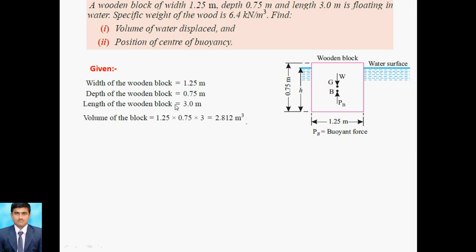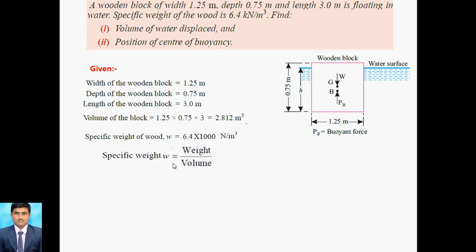So for finding the volume of the block, we can multiply 1.25 into 0.75 into 3. That gives the volume of the block, which is 2.812 meter cube. Now we know that the specific weight of the wood is 6.4 kilonewton per meter cube. So first of all we convert it into Newton per meter cube. We multiply by 1000, so that converts into 6.4 into 1000 Newton per meter cube.